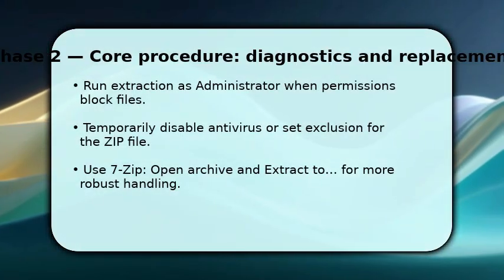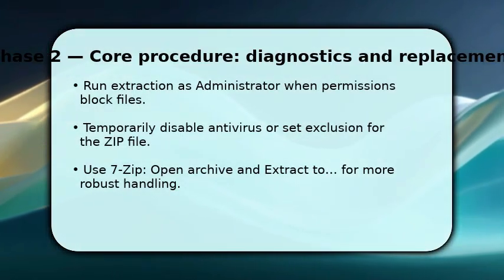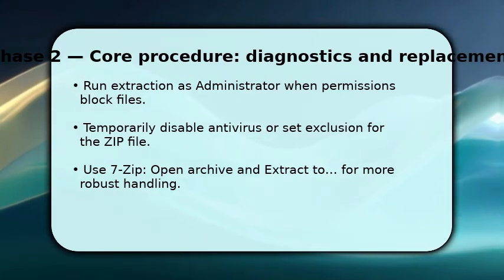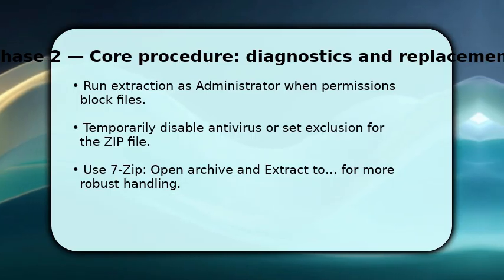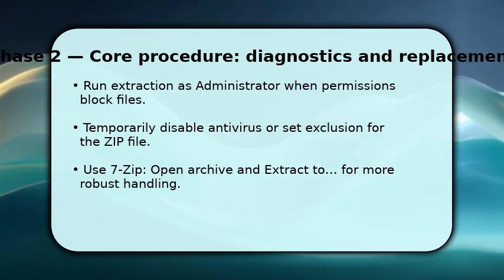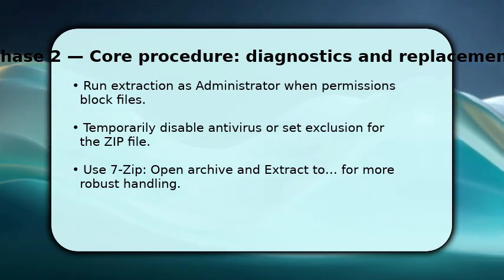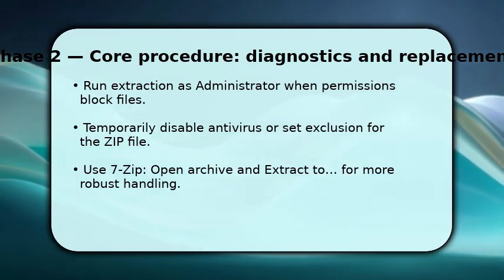If extraction stalls or throws errors, run the action as administrator to bypass permission blocks. Right-click the extractor and choose Run as administrator. Make sure antivirus or real-time protection isn't quarantining files. Temporarily disable it or add an exclusion for the ZIP to test.